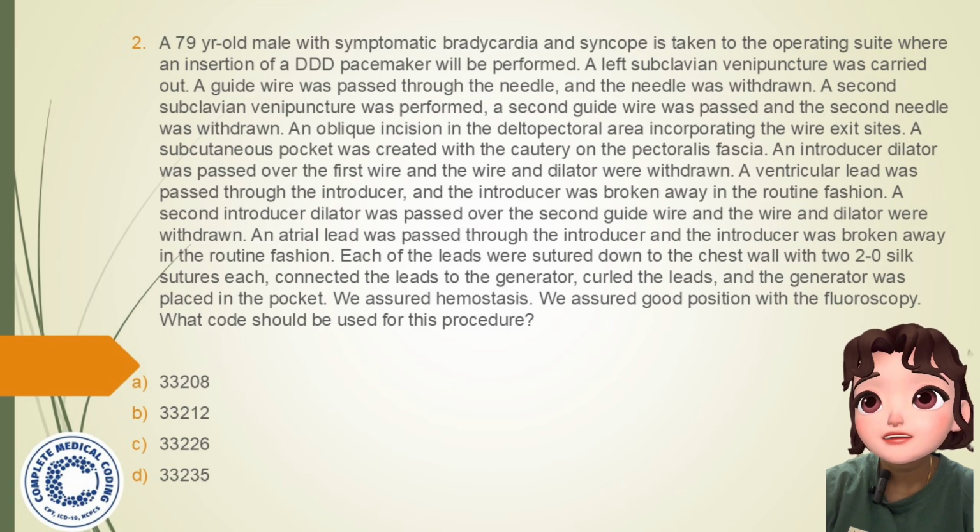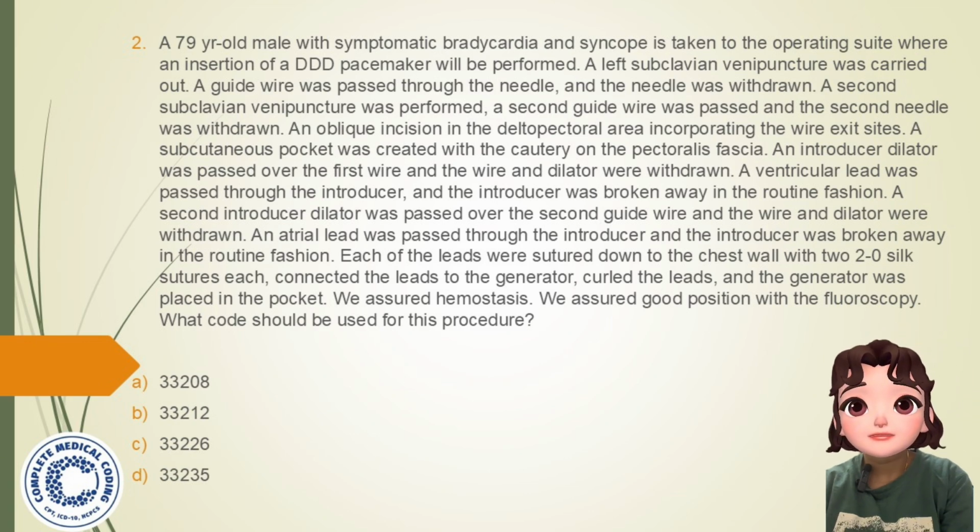Each of the leads was sutured down to the chest wall with 2-0 silk sutures each, connected the leads to the generator, curled the leads and the generator was placed in the pocket. We assured hemostasis. We assured good position with the fluoroscopy. What code should be used for this procedure?